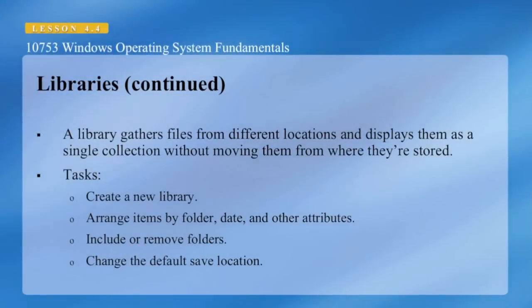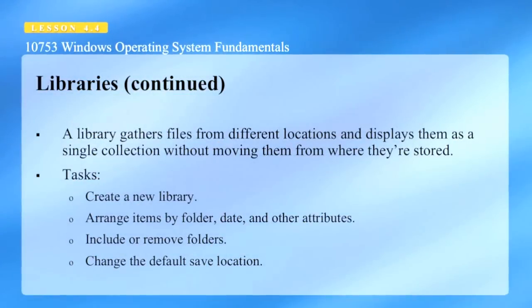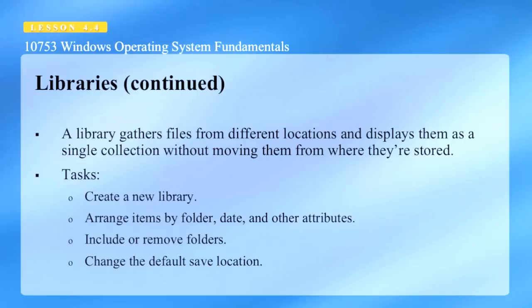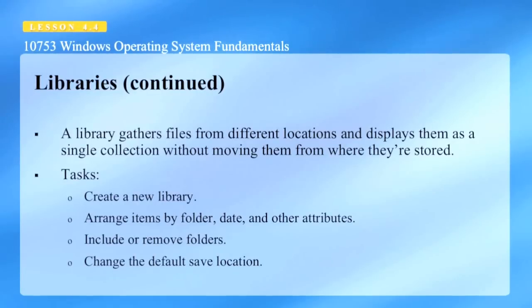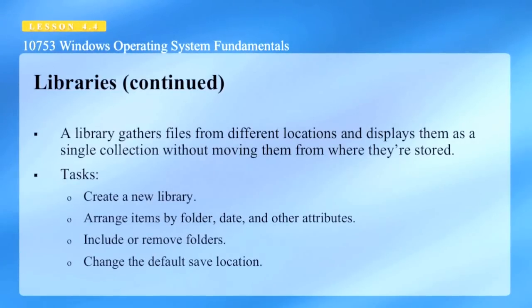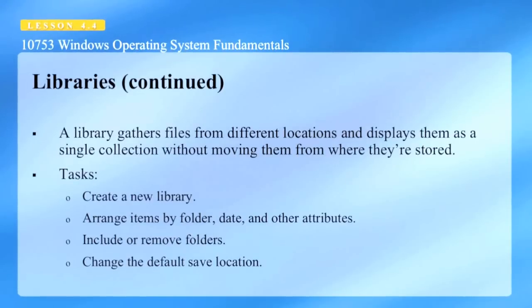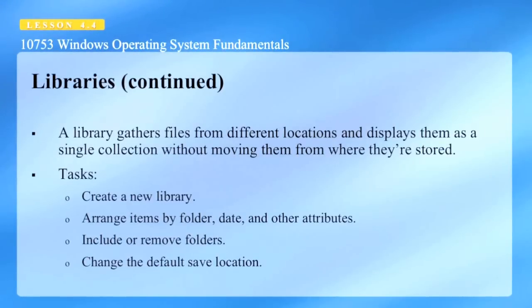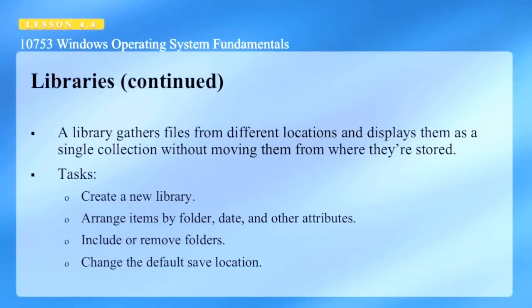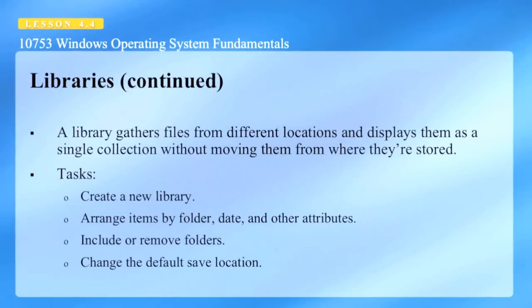A library gathers files from different locations and displays them as a single collection without moving them from where they're stored. Some of the tasks you can perform in the library involve creating a new library. There are four default libraries. You can create new libraries for other collections. You can arrange items by folder, date, and other attributes.